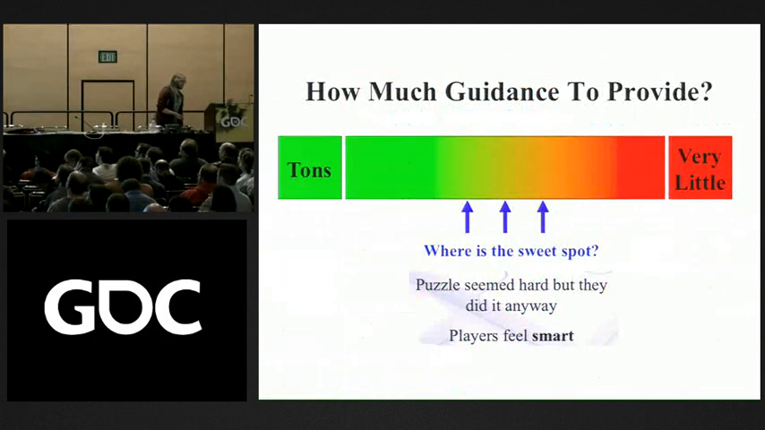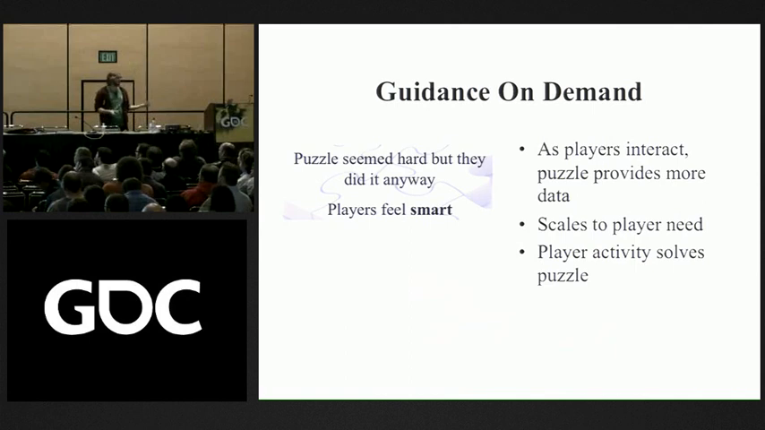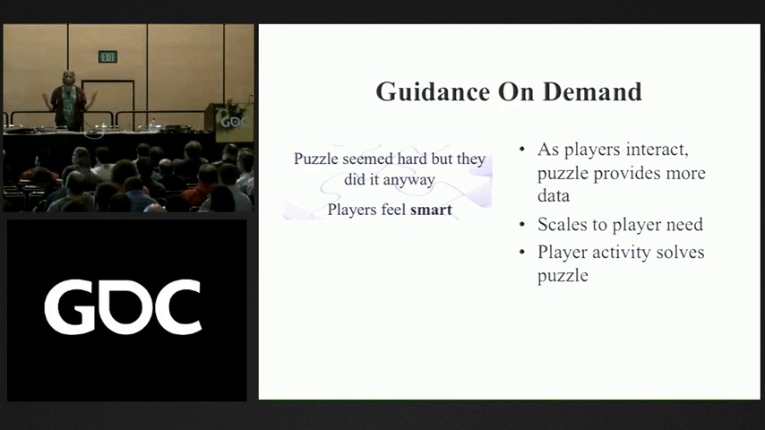So to come back to this question, how much guidance do you provide? How much do you pack into the player's backpack and lunchbox before you send them off into the puzzle? I think that's the wrong way to think about it. The nice thing about user-centered design, and why we use it, is that it provides guidance on demand. As the player interacts with the puzzle, it provides more and more data, and so it scales to the player's need. A really perceptive, smart player who walks into a room and just gets a puzzle goes to solve it, and they don't get any more information than they need.